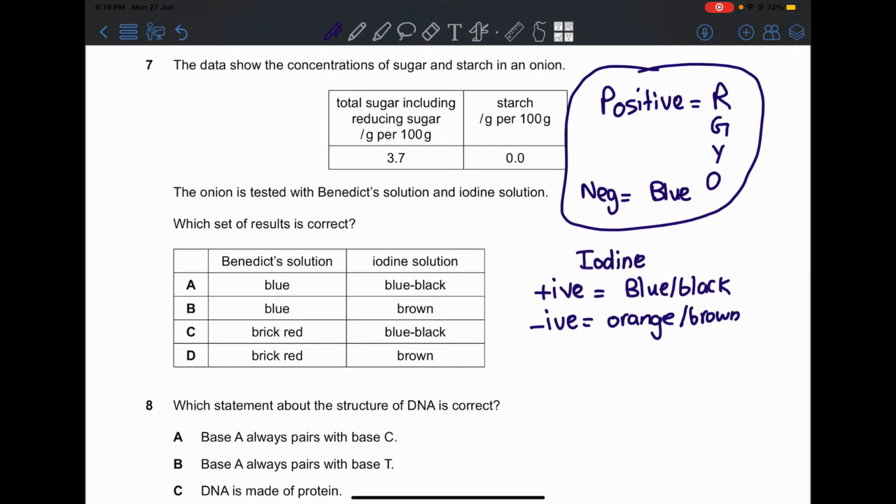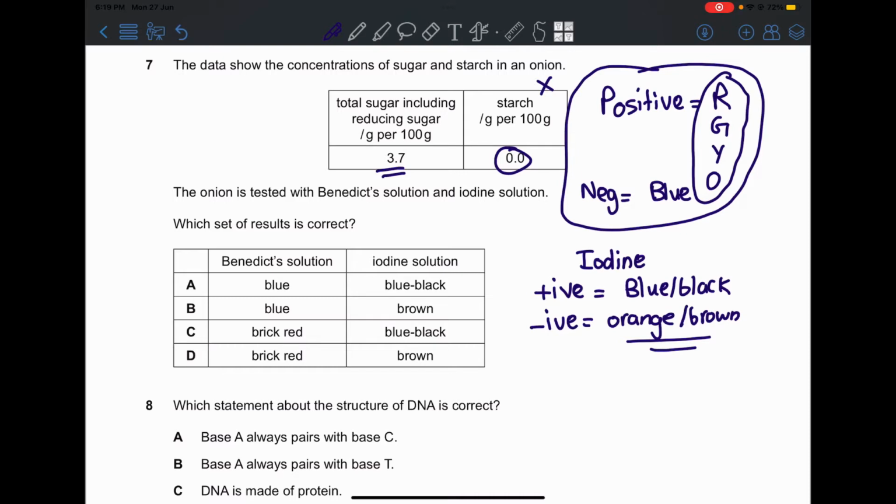Now let's read the question. Over here in the total sugar, there is sugar. Over here there's 3.7 grams. In the starch there is 0 grams. So that means there is no starch and there is sugar. So that means that the starch is going to be actually orange brown, and the sugar has to be any color from these colors: red, green, yellow, or orange.